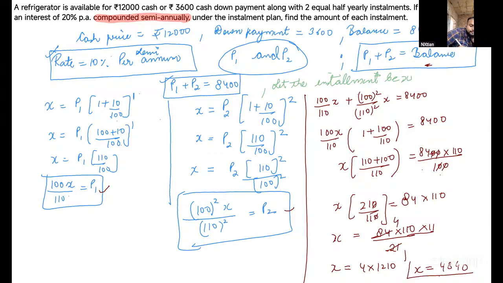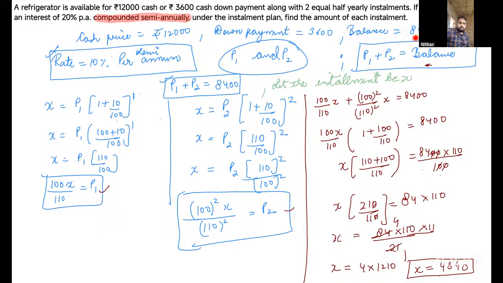This is the amount, the installment: 4840. Okay, this is the total installment that he is going to pay. So for the first installment, he will pay 4840. For the second installment, he will pay again 4840. Okay, so 4840 plus 4840 will become 9680. And the balance is 8400. So if you want to find the interest also, you will subtract and you will find the interest.